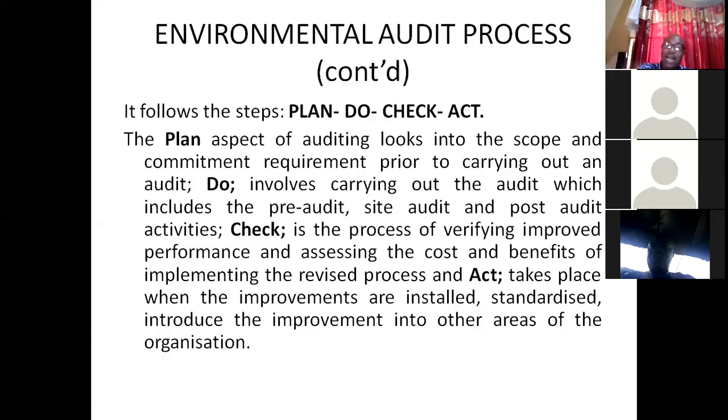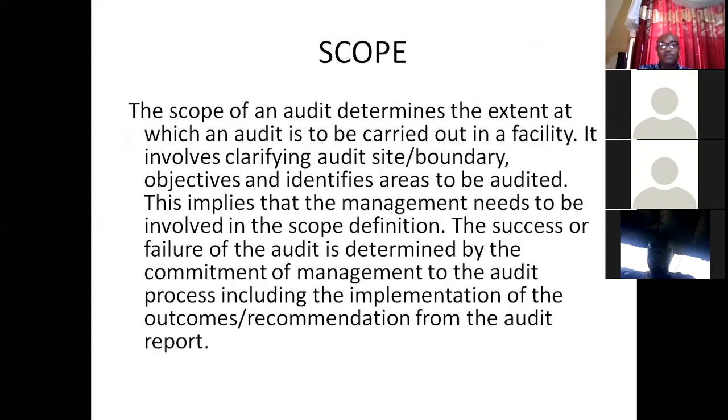The act is the action you take to do what has been carried out. So before you carry out an audit, you want to know the scope of the audit. You want to know the audit site. You want to know the boundary. What types of parameters are we talking about? What type of audit do you want to do?